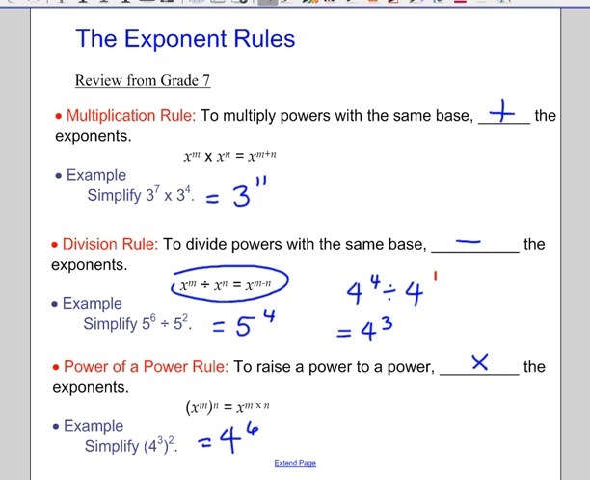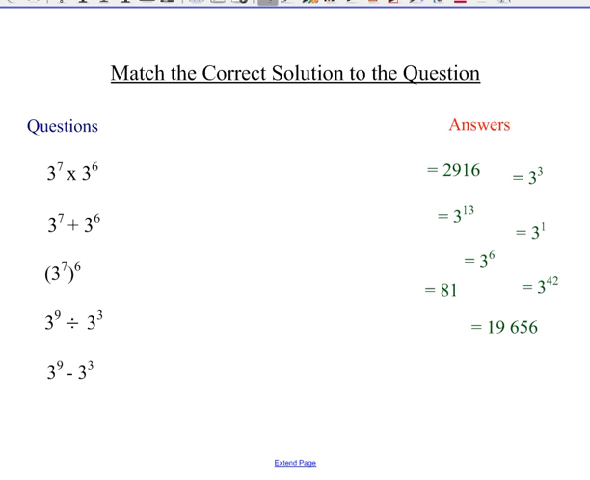So now if we look at an activity with this, we have to match up the correct solutions. So 3 to the 7 times 3 to the 6, we're multiplying, and the powers are the same base, so we're going to add the exponents. And 7 plus 6 is 13. So the correct answer to that one is 3 to the 13.